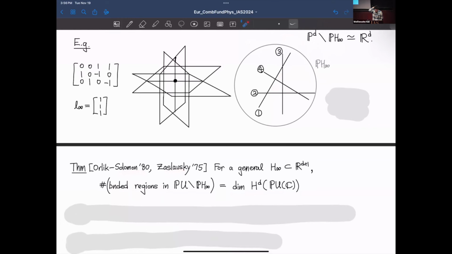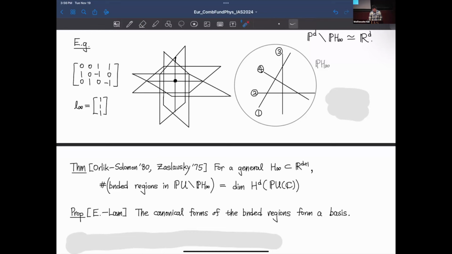And this is a numerical result so far, but there's an obvious thing to guess, given that I know that each of these regions, being a polytope, are positive geometries. So this is the most obvious thing to guess, which is, well, the canonical forms of these bounded regions, once I fixed a general hyperplane at infinity to draw such a picture, form a basis of the top degree homology.